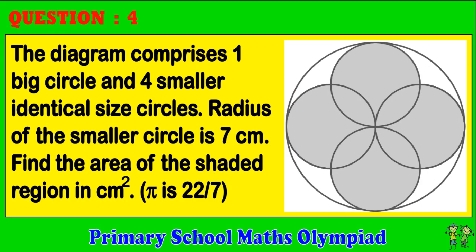Question 4. The diagram comprises 1 big circle and 4 smaller identical sized circles. Radius of the smaller circle is 7 centimeters. Find the area of the shaded region in centimeters squared. Pi is 22/7.